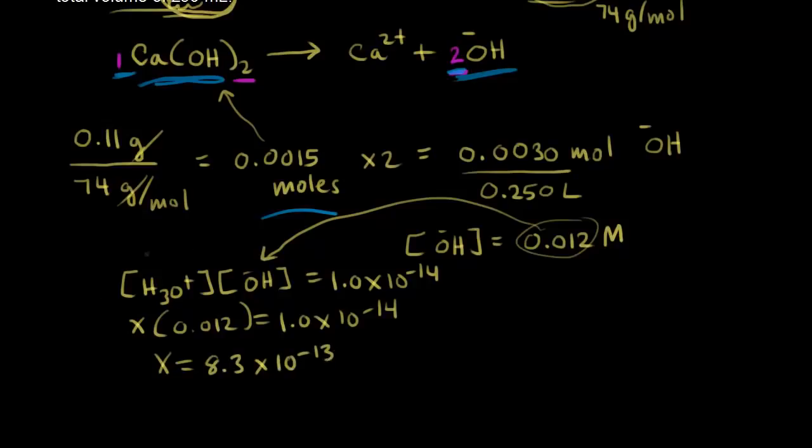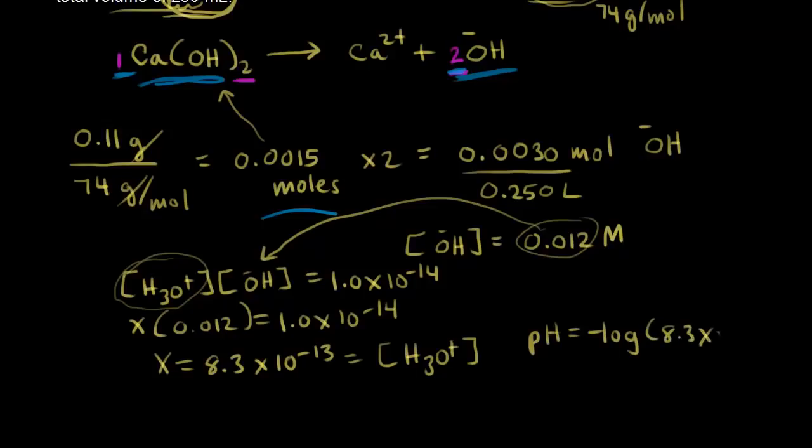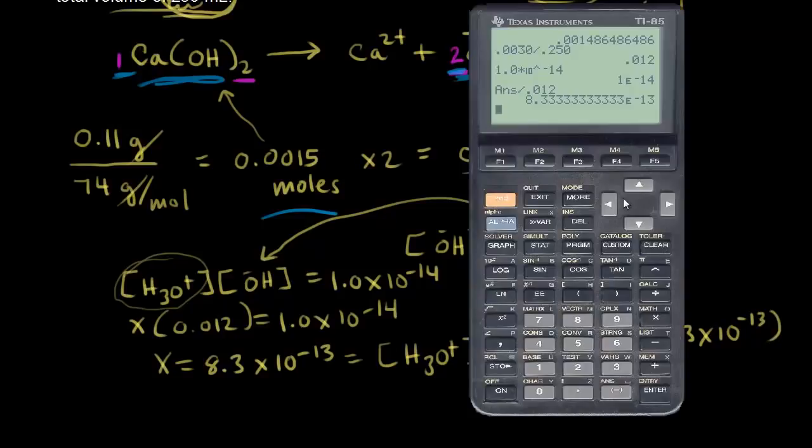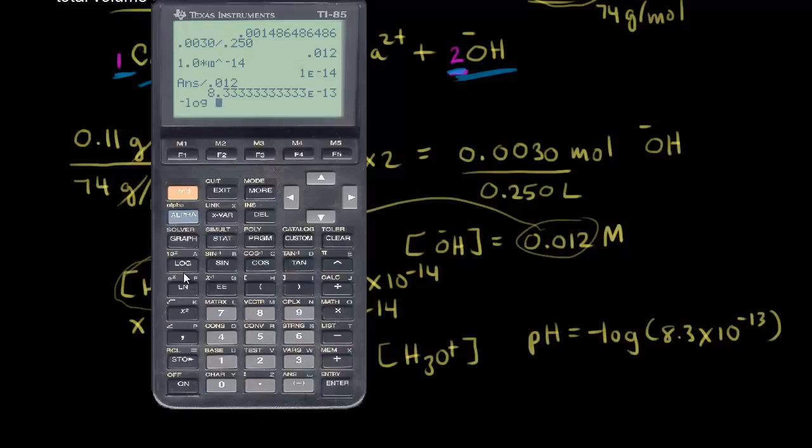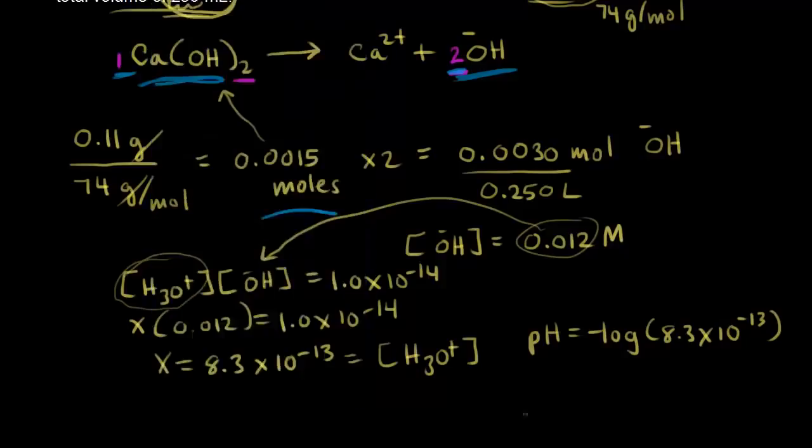And remember what X referred to. X referred to the concentration of hydronium ions. So this is the concentration of hydronium ions, which means we can now calculate the pH. The pH would be equal to the negative log of that concentration. So the negative log of 8.3 times 10 to the negative 13. So let's do one more final calculation here. We're going to get 12.08. So the pH is equal to 12.08.